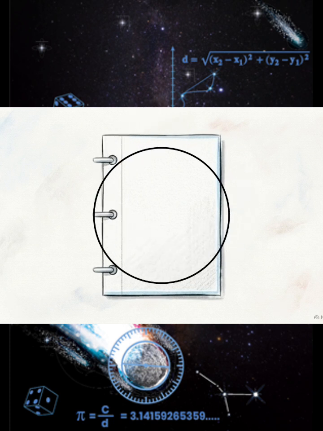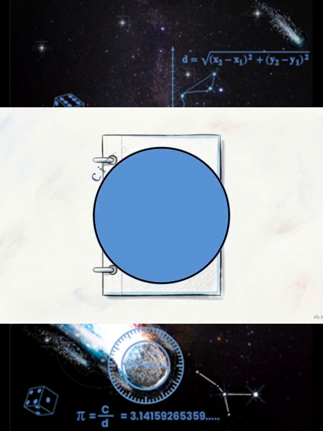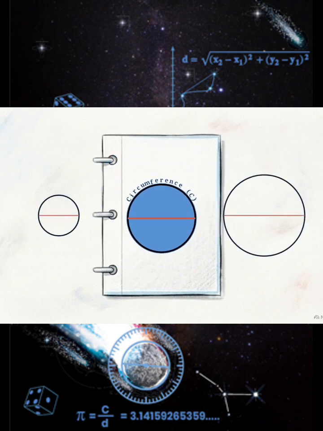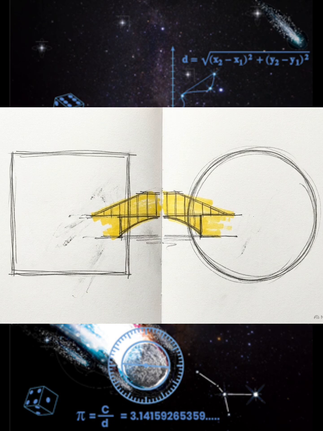Every circle has 2 primary measurements. The outer border is the circumference, and the straight line through the center is the diameter. Divide the circumference by the diameter, and the result is always the same. Whether a coin or a stadium, this ratio never changes. This discovery provided a reliable bridge between straight-line geometry and the curves of the natural world.